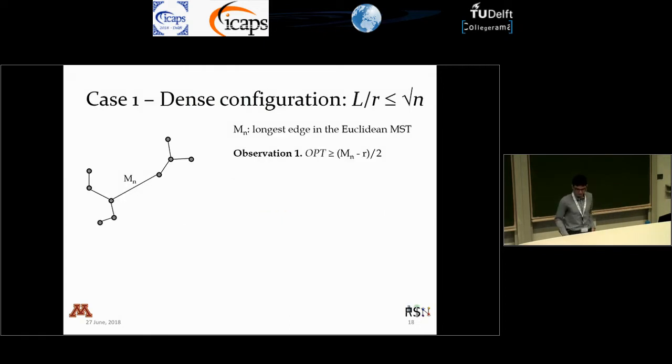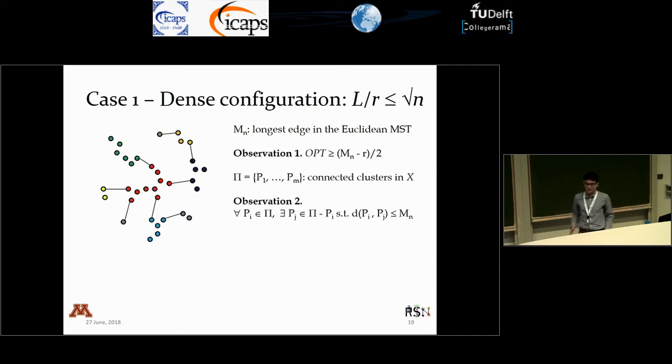So the first case is the dense configuration case. Here we first consider the Euclidean MST, the minimum spanning tree on the initial positions of the robots. Suppose m sub n denotes the length of the longest edge in this tree. Then we have the following observation. The optimal solution cannot be any smaller than m sub n minus r over 2, which corresponds to the case where we are moving the 2 subtrees along the m sub n edge until they are connected.